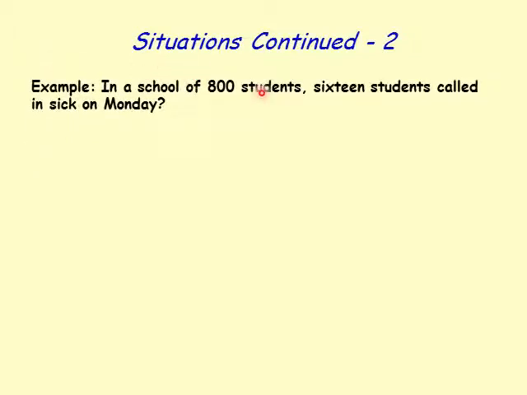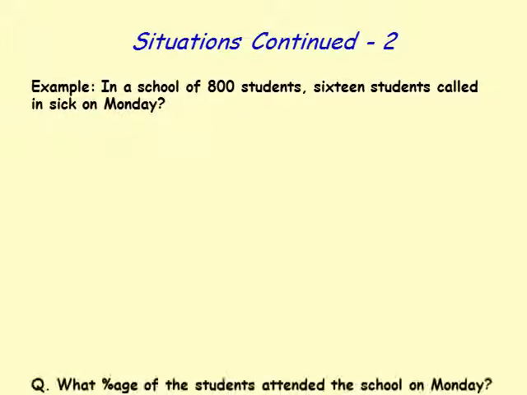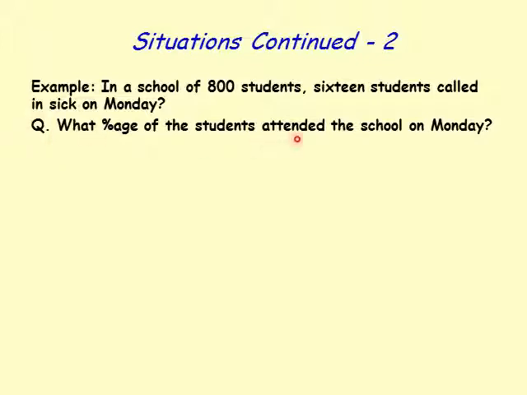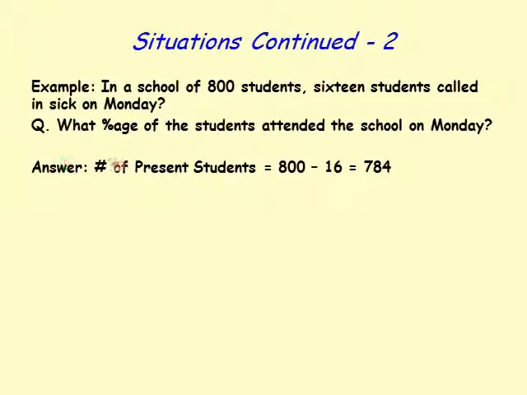In a school of 800 students, 16 students called in sick on Monday. So the total number of students is 800 and 16 were sick on Monday, and did not attend class. What percentage of students attended the school on Monday? Some of the students skipped the classes and the rest of them attended. The number of students present: 800 were total, 16 were absent, and 800 minus 16 is 784. So out of 800, 784 students were in the class that day.